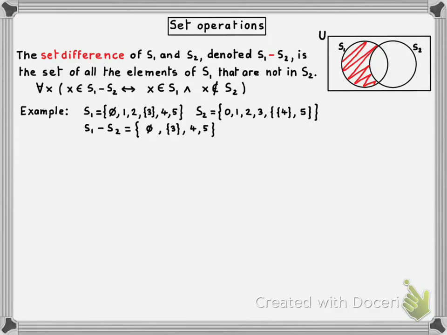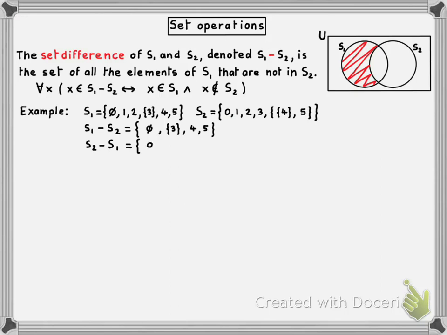Now let's compute the set difference of S2 and S1. In other words, S2 minus S1. Again, it's a set, so I can start it with an opening left curly brace. Now, how do you compute the set difference between S2 and S1? Well, this time you start from the elements of S2. You go through them one by one, such as 0, and each one of them that is not in S1, like 0, gets added to the difference.